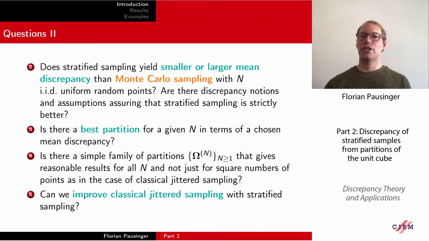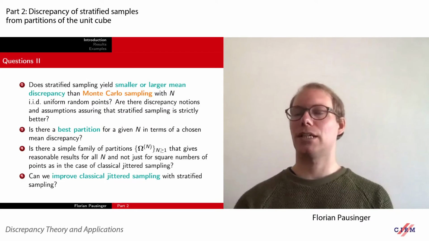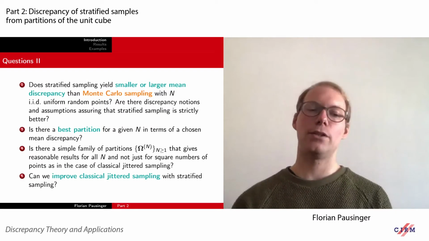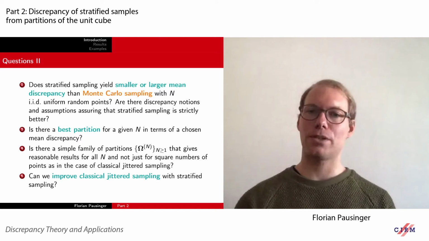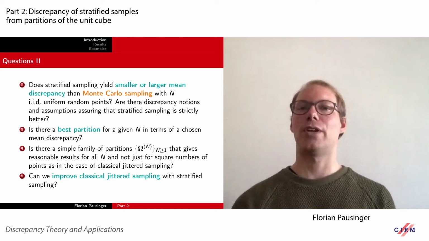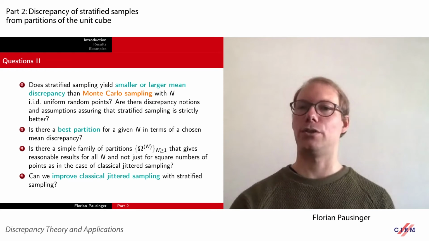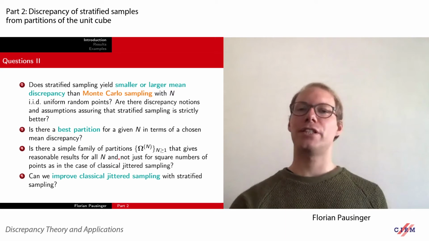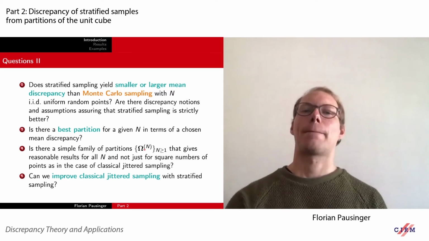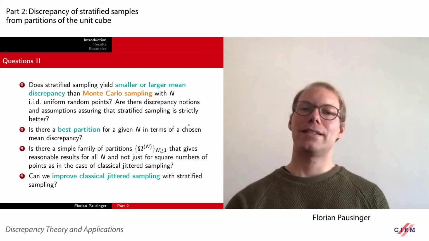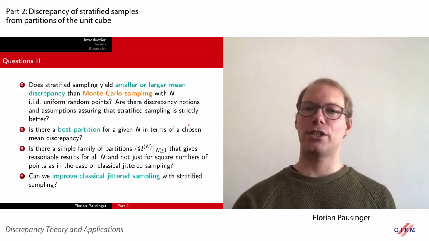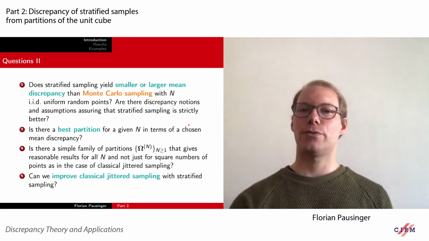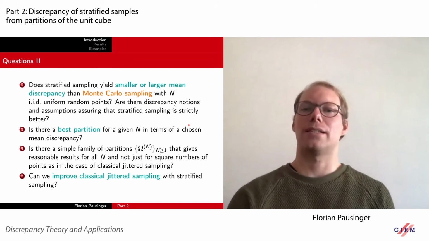The second question is, does stratified sampling always give you a smaller mean discrepancy than Monte Carlo sampling? So in the case of jittered sampling, you get a smaller expected discrepancy. Is this always true for any kind of partition you choose? Also, is there some kind of best partition for a given n? And can we find a simple family of partitions that give reasonable results for all n, and not just for square numbers as in the case of jittered sampling?